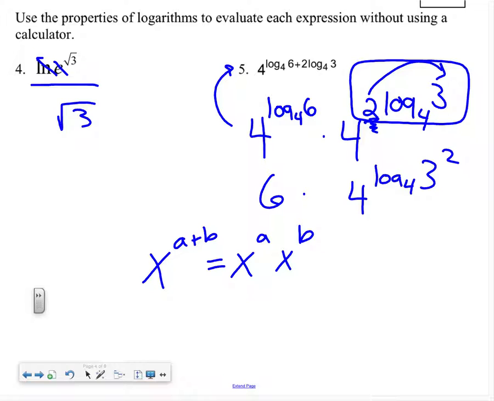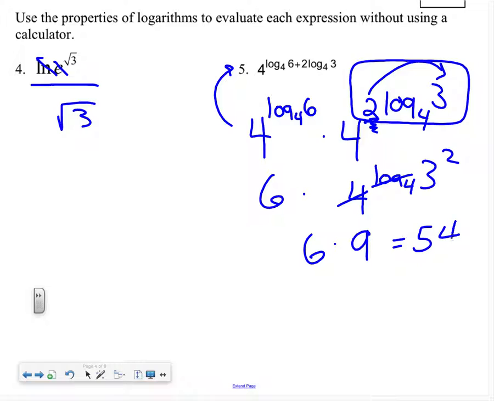So I'm just working that log. Now that I've got the 4 and the log base 4 next to each other, they cancel, and I get 3 squared, which is 9. So 6 times 9 is 54. Now that is not the only way I could have done that. In fact, let's do it another way, just to convince you. Sometimes there's more than one way to do these.